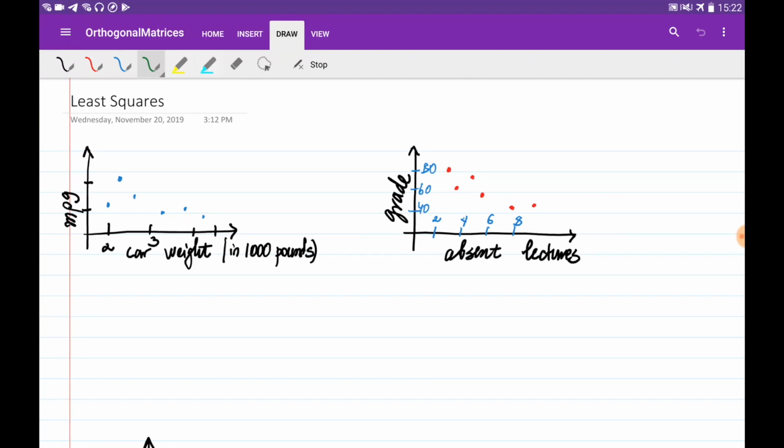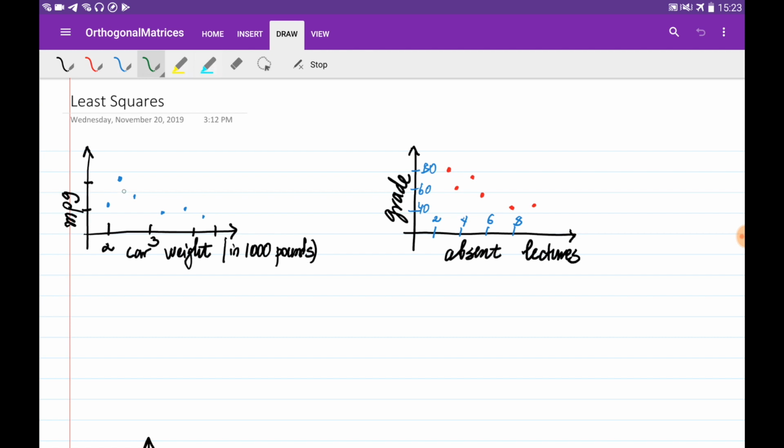In many areas of our life, we would be interested to know whether there is a correlation between two things. For example, I would be interested to know how the car weight affects the gas consumption, or how the number of absent lectures affects the grade. So if I have the data for both of these two cases, one of the ways to understand the correlation between these two things would be to just make a line which is passing through all of these points.